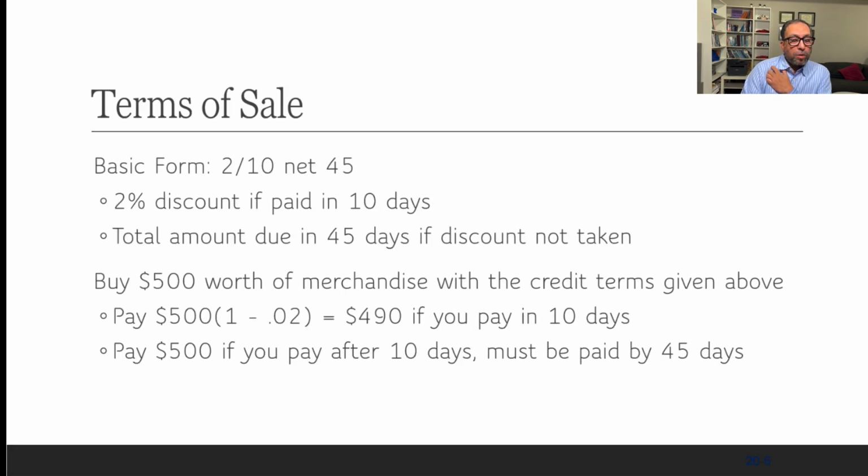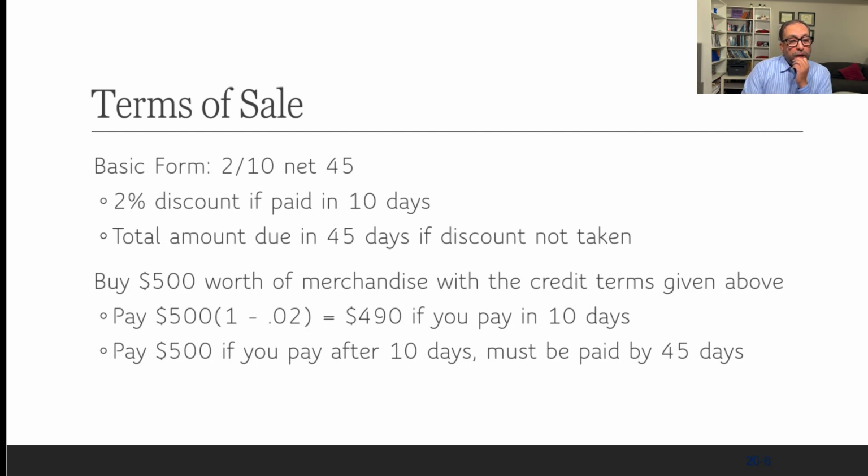Terms of sale, as I mentioned in the beginning, are normally 2/10 net 45. It means that if you want to get a 2% discount, you have to pay within 10 days. And if not, then you have to pay within 45 days. So it means that the credit is of 45 days. If the customer wants to get the discount, the customer has to pay within 10 days.